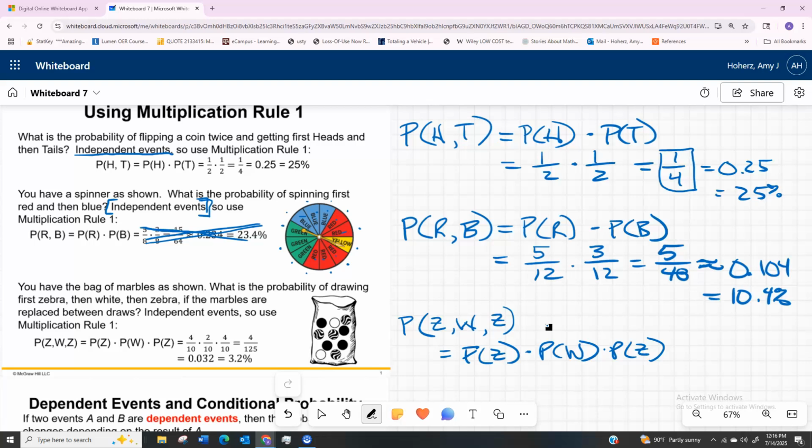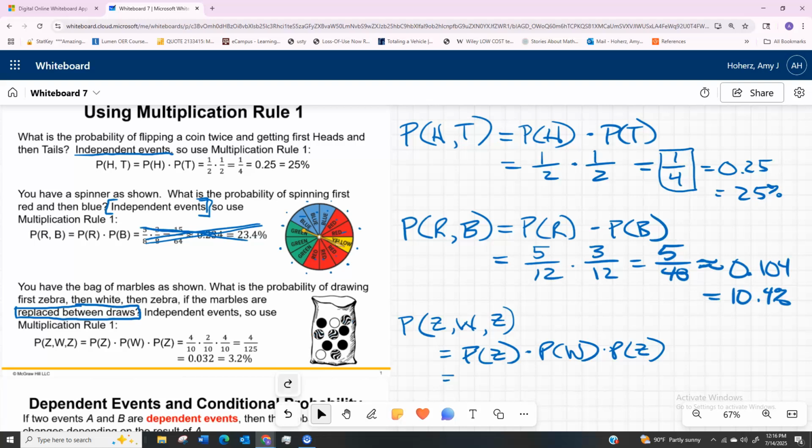Now, we have to emphasize with this one, because we're using the multiplication rule 1, that the marbles are replaced between draws. Remember, we need it to either not have a memory, like the spinner or the die or the coins, or we need to replace it. So that the bag needs to be reset between each draw so that the events are independent of each other. So it doesn't matter on the second draw what you got on the first draw, because the bag's been returned to its original state. So the probability of a zebra stripe, you can see in here we have 1, 2, 3, 4 of the zebra stripes.